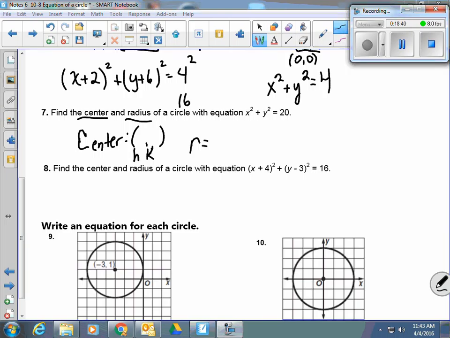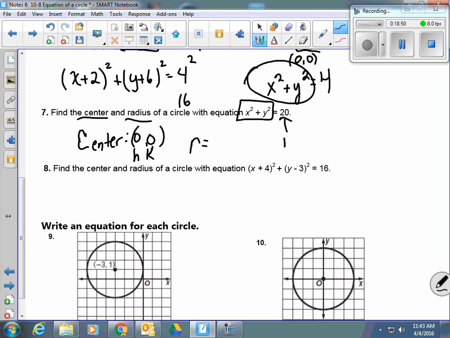So what's the center? There's nothing there. What was the center here, right? It was at 0, 0. Now remember, on the equation, this right here represents r squared, doesn't it? So if r squared is 20, what do I have to do to that in order to get r? The square root, correct? Because then these cancel out.